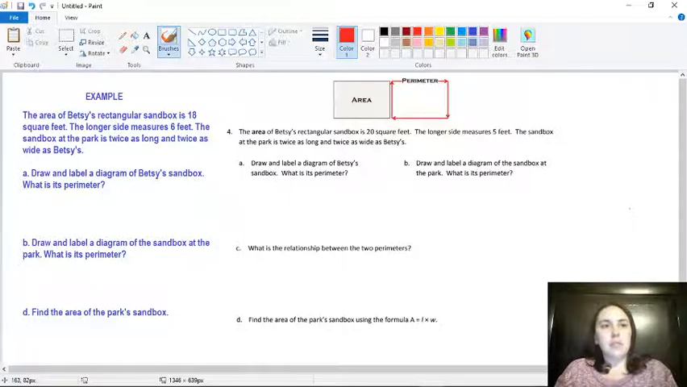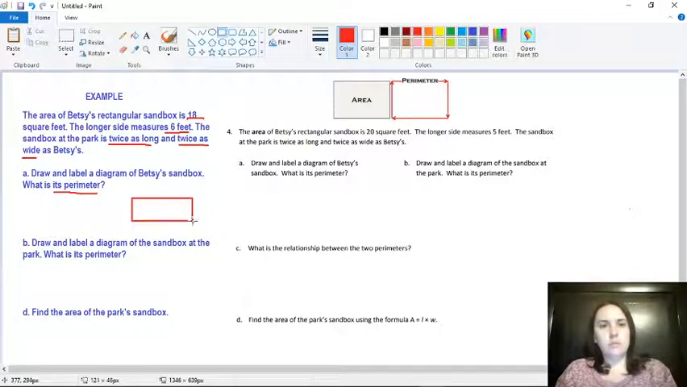The area of Betsy's rectangular sandbox is 18 square feet. The longer side measures 6 feet. The sandbox at the park is twice as long and twice as wide as Betsy's. So this is going to be a 2-part problem. In the first part, they want you to draw and label a diagram of Betsy's sandbox and answer what its perimeter is.